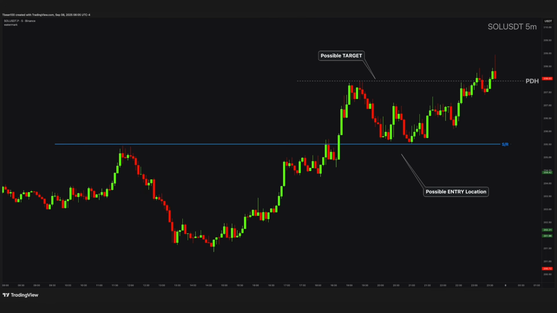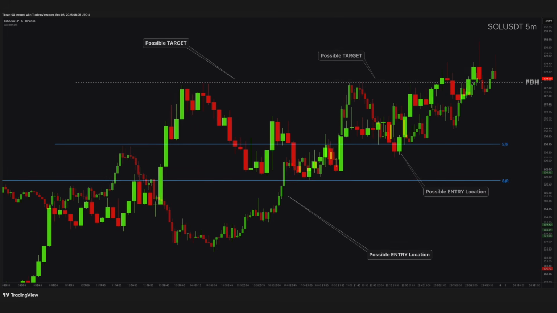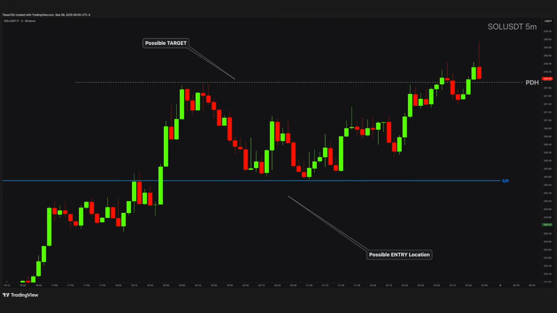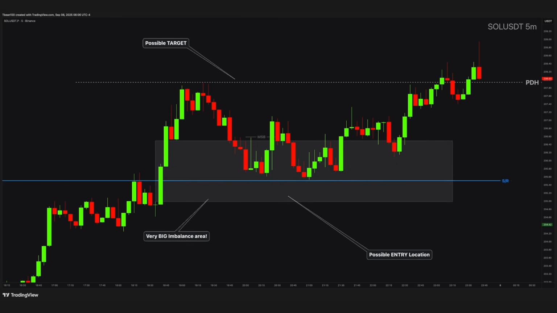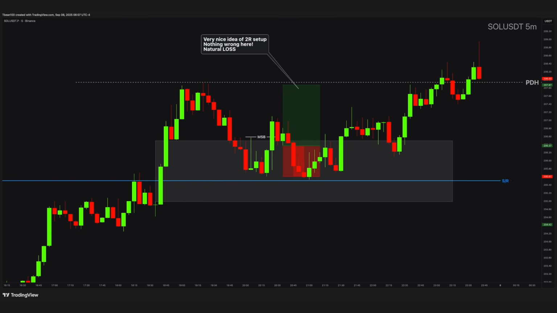Now let's zoom into the area a bit closer. Here we notice a very large imbalance sitting right inside our entry zone. And we can also see the very first signs of a possible market structure break starting to happen. As a normal trader, you would probably recognize this opportunity and decide to take the trade. That's perfectly fine. It is a valid setup and there is nothing wrong with this. This is just a very natural trade with the possibility of a very natural loss.